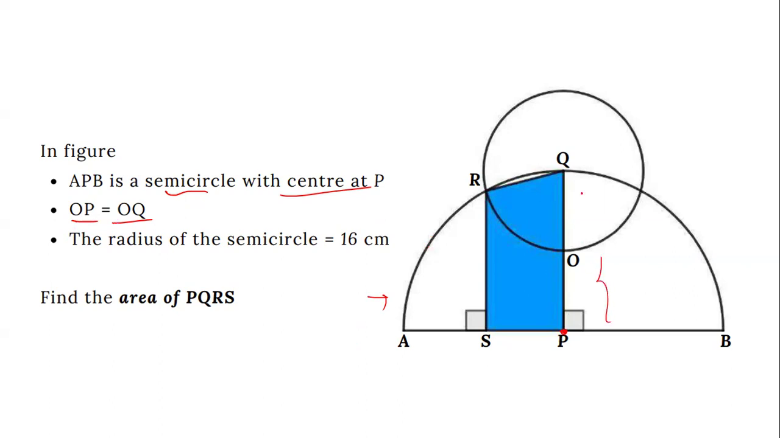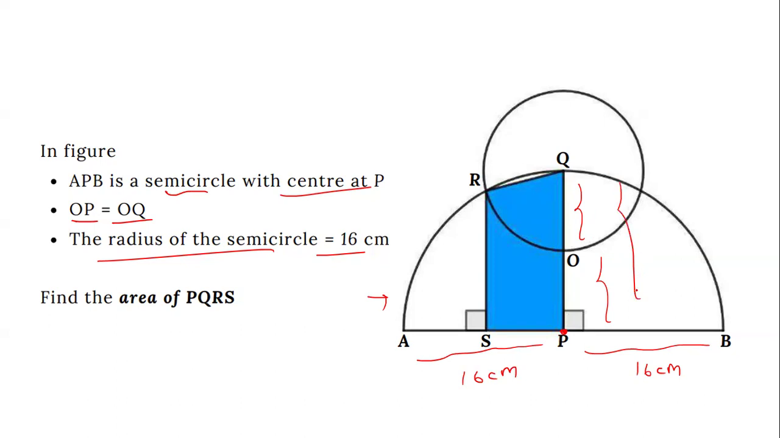So this OP length is equal to this OQ length, and the radius of the semicircle is given as 16 centimeter. So this distance is 16 centimeter and this distance is also 16 centimeter, and this perpendicular distance PQ, you can say this is also 16 centimeter. So you have to find the area of the PQRS, this blue region.